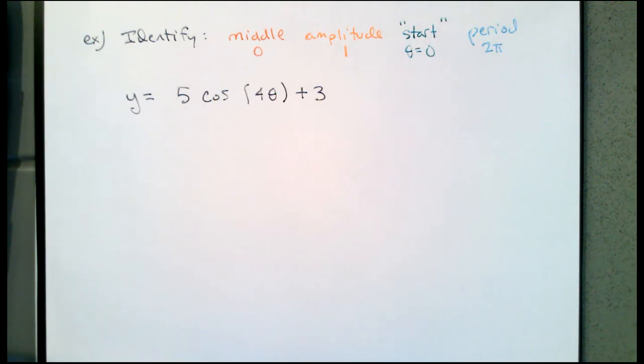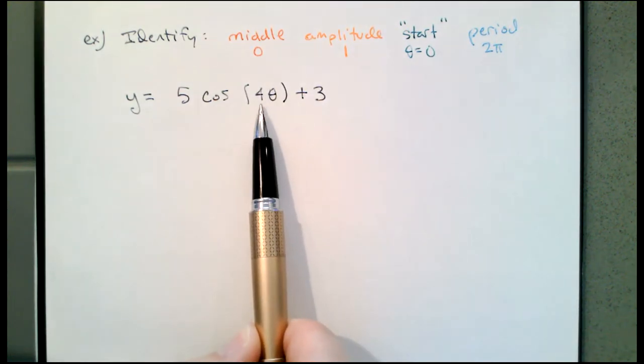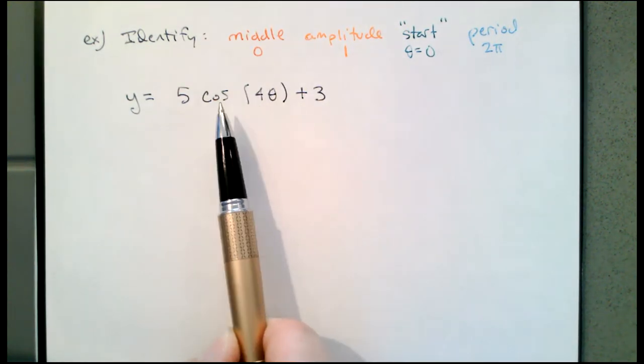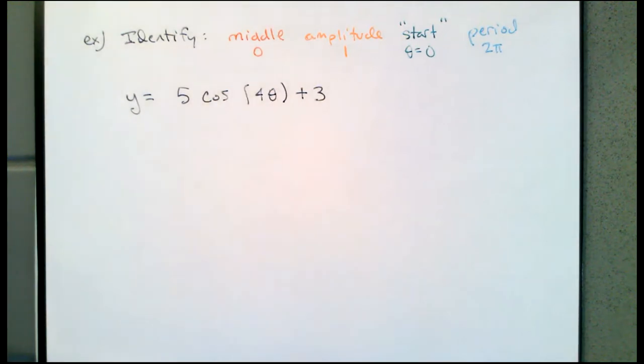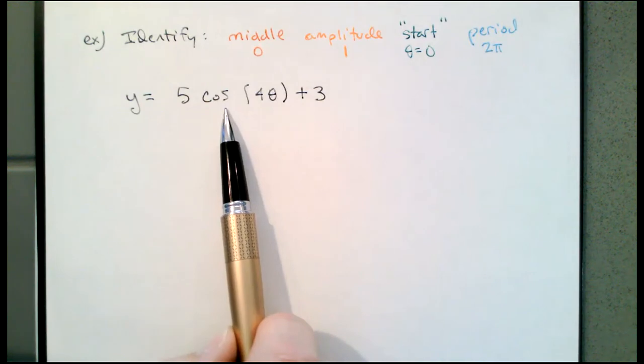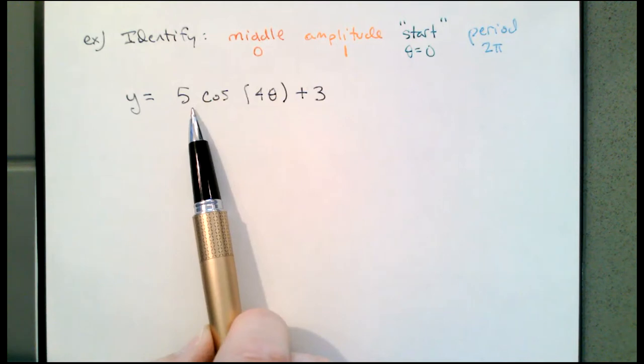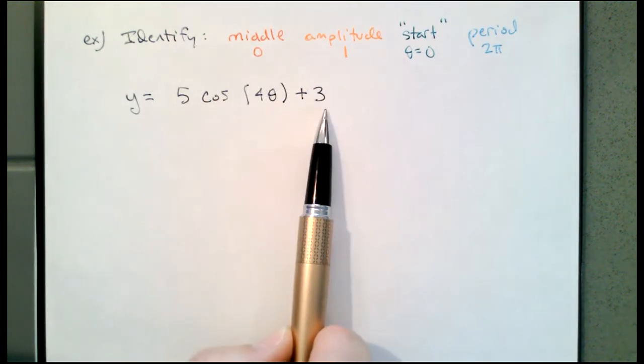I have 5 in front of a cosine of 4 theta plus 3. Let's think about what happens to the theta. So start at theta. The first thing that happens is we multiply by 4. This 4 is multiplication before the trig function. So theta gets multiplied by 4, then we apply the cosine. Once we have the cosine of 4 theta, then we multiply the result by 5, and finally, we add 3.